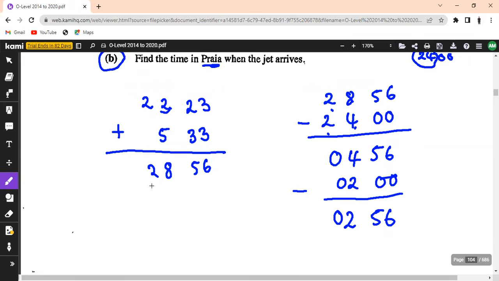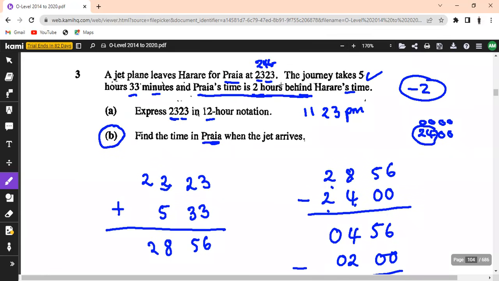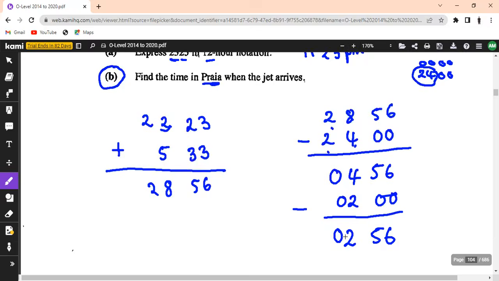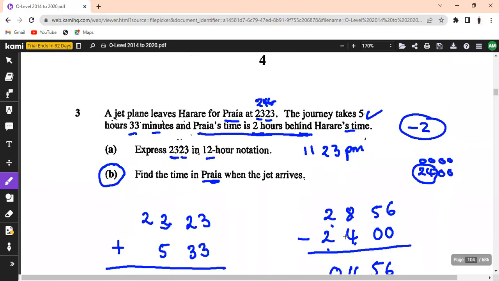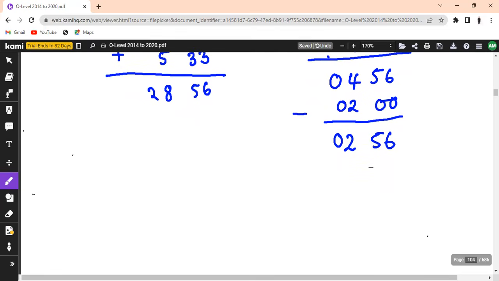It is going to arrive another time, which is actually 2 hours behind. So that is why we have to subtract the 2 hours in that case. Or we could have subtracted the 2 hours before here, because it actually came from 23 this time here. We could have subtracted the 2 hours first from there, 23 minus 2 hours first.